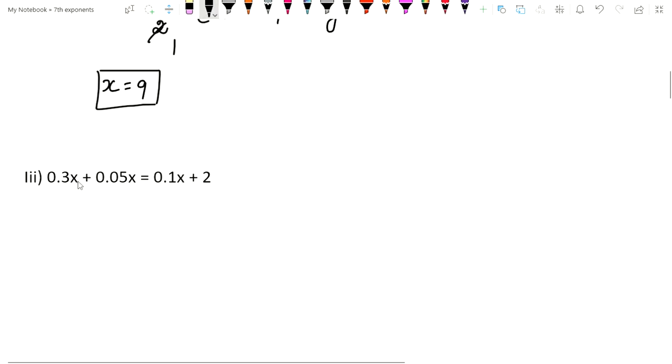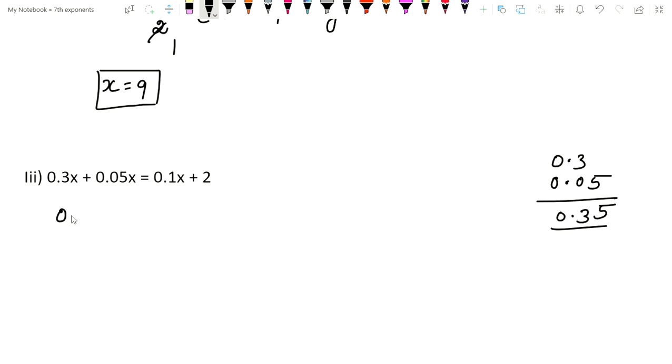0.3x plus 0.05x equal to 0.1x plus 2. Okay. First you should add this 0.3 plus 0.05. So what you will get, children? 0.35. 0.35x equal to 0.1x plus 2. Now I am going to transpose this x term to the LHS. Left hand side I am going to transpose.